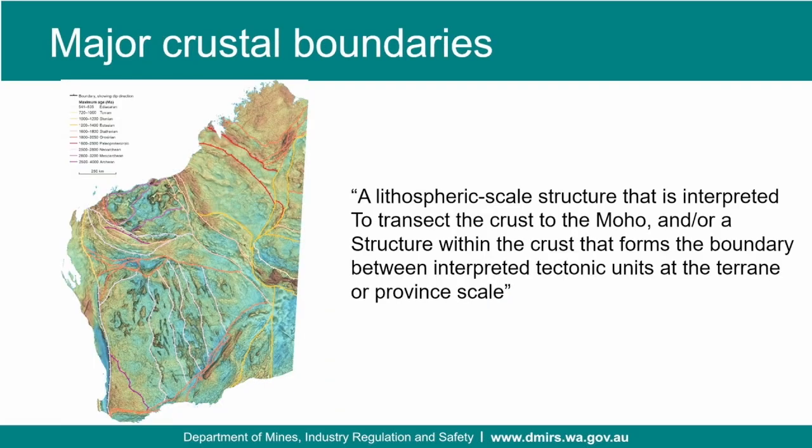Now, an important output from this work was our mapping of the major crustal boundaries. Again, this is the first time that we've done this for the entire state. We defined a major crustal boundary as a lithospheric scale structure that's interpreted to transect the MOHO and/or a structure within the crust that forms a boundary between interpreted tectonic units at the terrain or province scale.